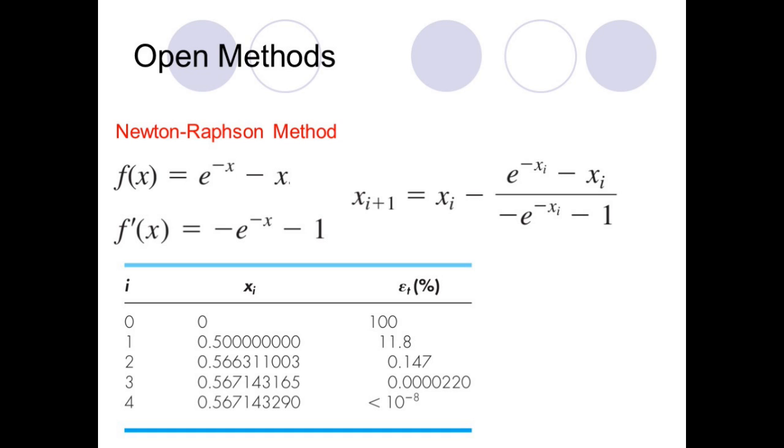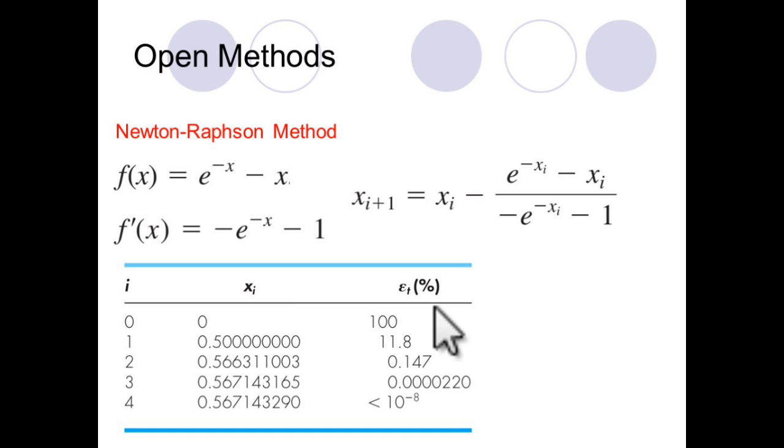So let's return to the function that we want to find the root of, e to the power minus x. This is our function. If we take the derivative of this function, it is minus e to the power minus x, right? And x has a derivative of 1, so this is minus 1, and as a result we reach this expression: xi plus 1 is equal to xi minus (e to the power minus xi minus xi) over (minus e to the power minus xi minus 1).